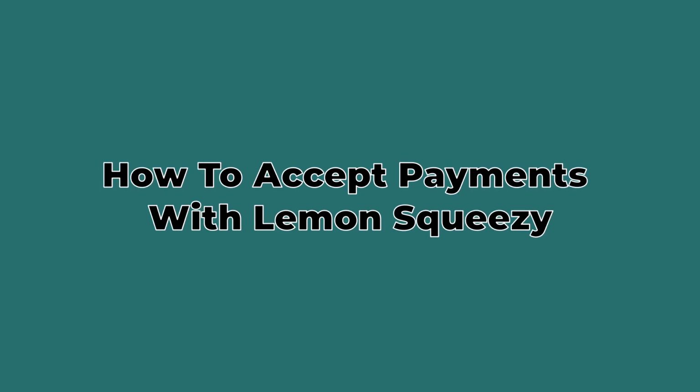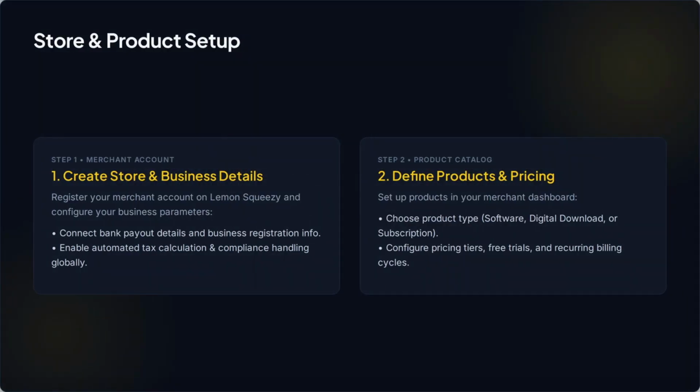What's up guys, in this tutorial we'll be guiding you on how to accept payments with Lemon Squeezy. The first step of course is to create your store and business details. To do this you need to register your merchant account on Lemon Squeezy and configure your business parameters. You can do this by connecting your bank payout details and business registration info. Of course you also want to enable automated tax calculation and compliance handling.